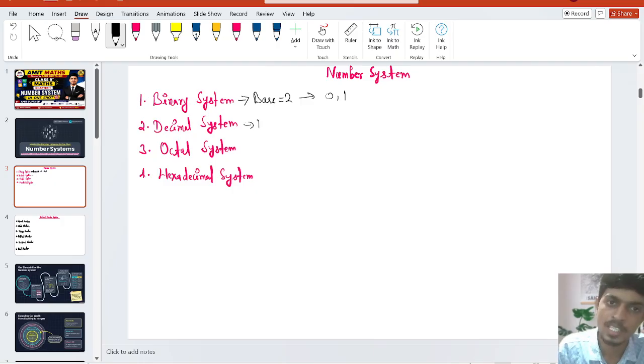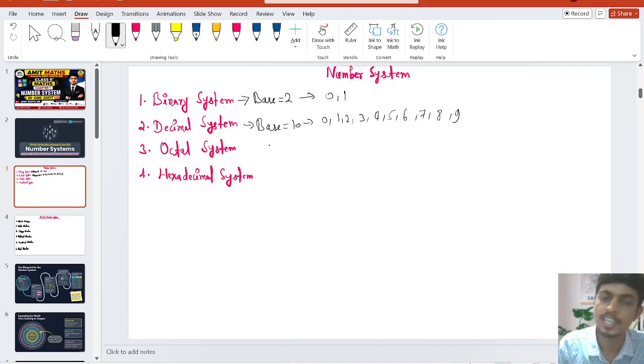Decimal number system means base is equal to 10. Here the digits are 0, 1, 2, 3, 4, 5, 6, 7, 8 and 9. These 10 numbers are used for calculation and operations in the decimal system. Because the base is 10, 10 numbers are used here, 0 to 9. Octal means base is equal to 8. What numbers are used here? 0, 1, 2, 3, 4, 5, 6 and 7.